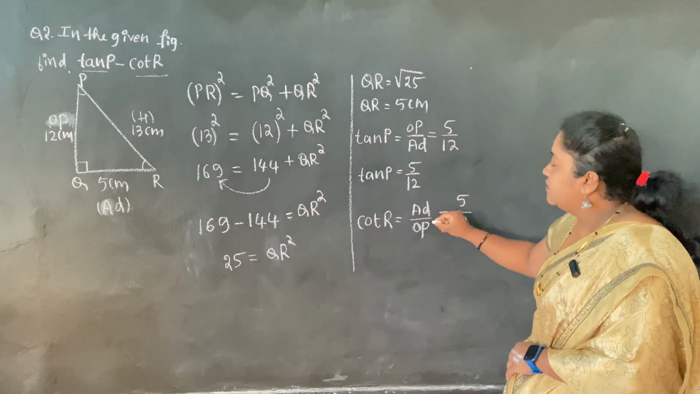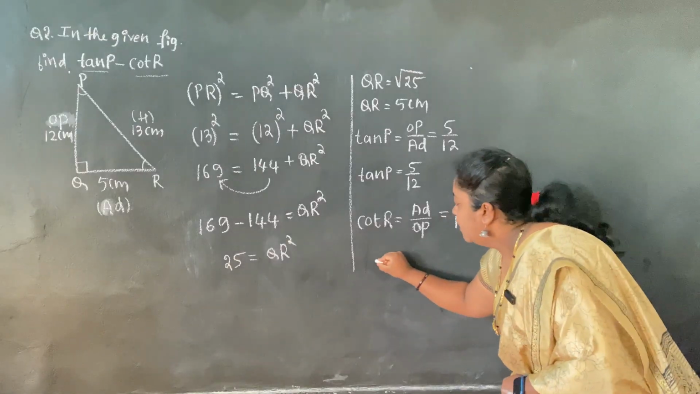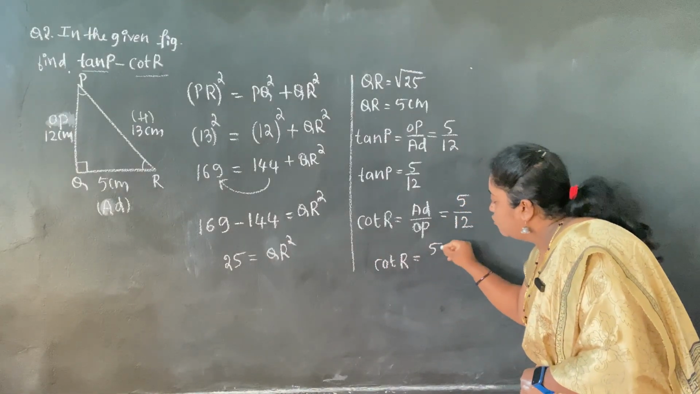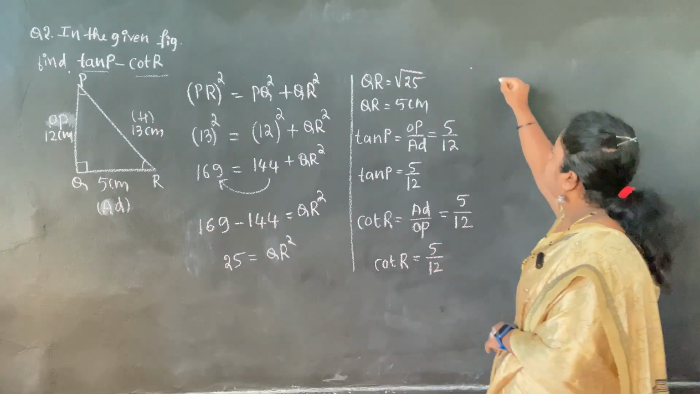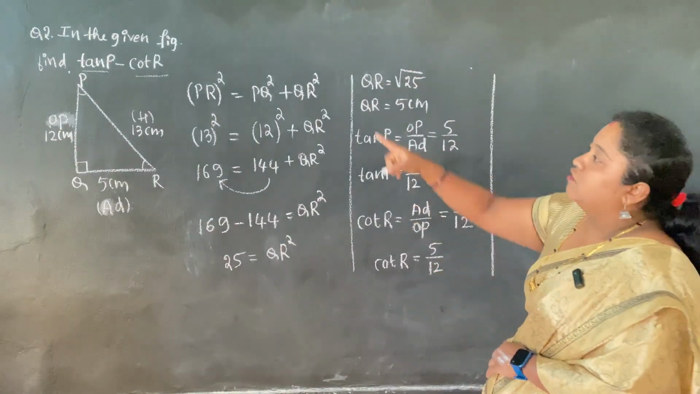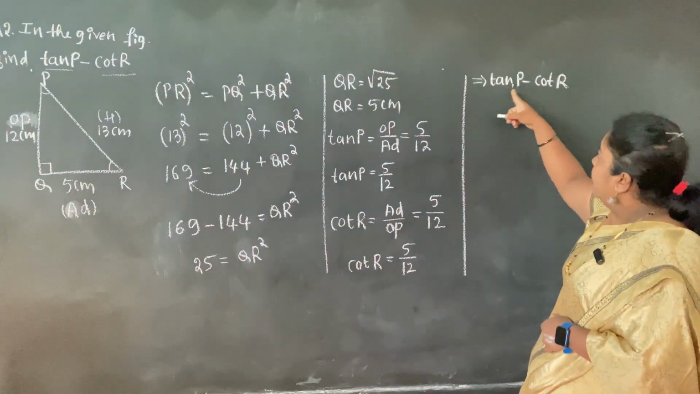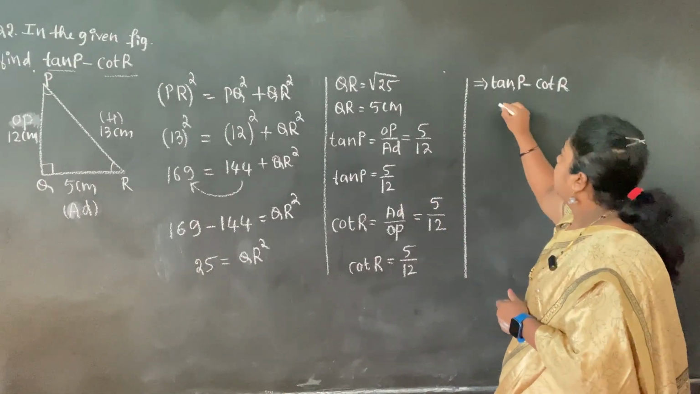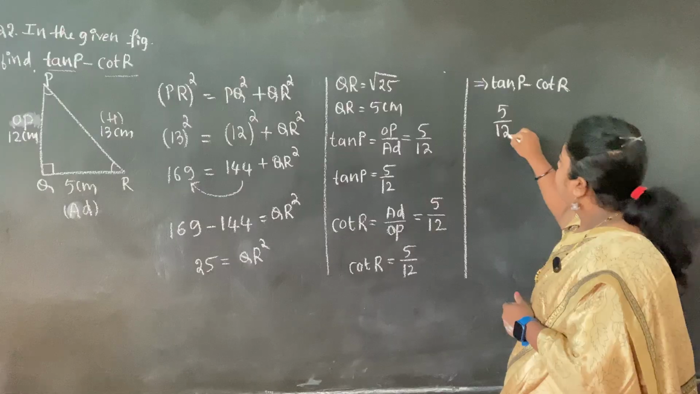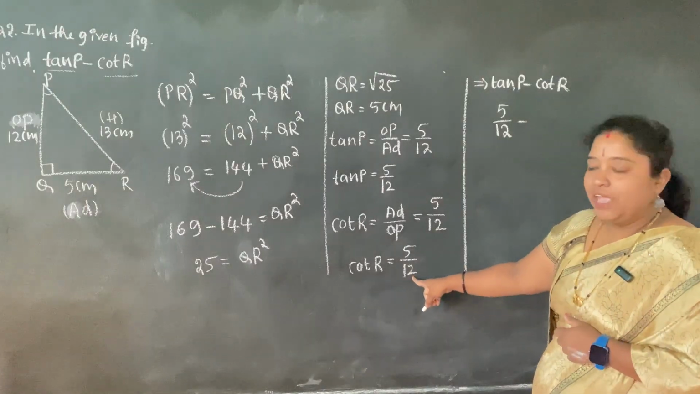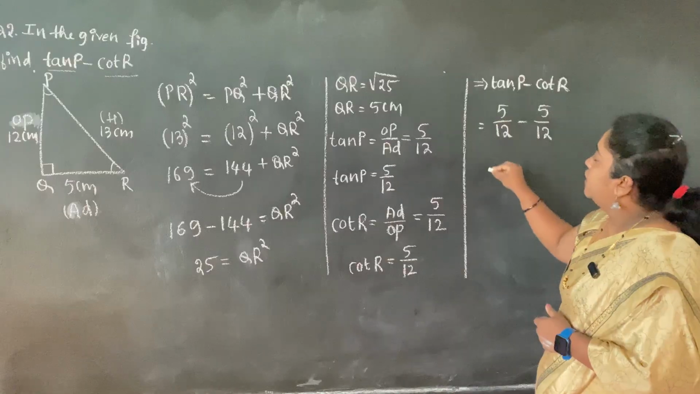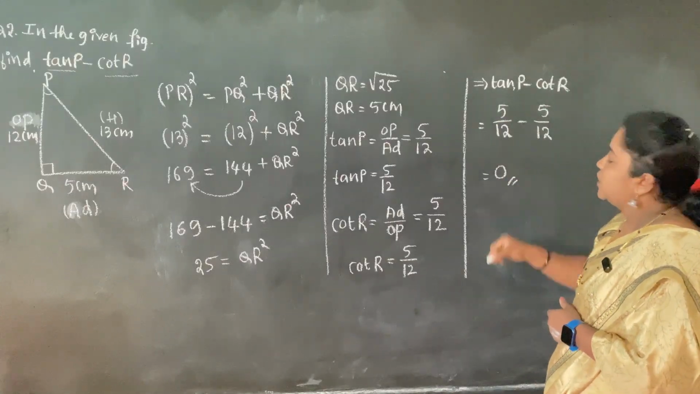And these are the necessary values we need to have. Tan P as 5 by 12, cot R also as 5 by 12. Now we'll find the given value. Okay. So what we see, tan P minus cot R. Tan P is how much that we have calculated? 5 by 12. And cot R is how much that we have calculated? 5 by 12. See, 5 by 12 minus 5 by 12 is nothing but how much?